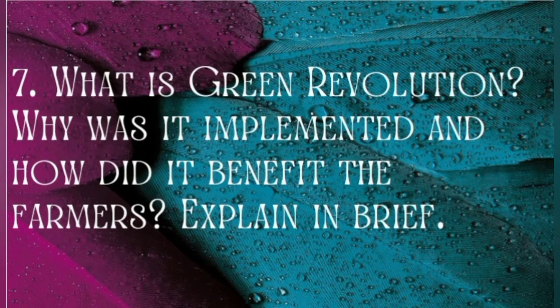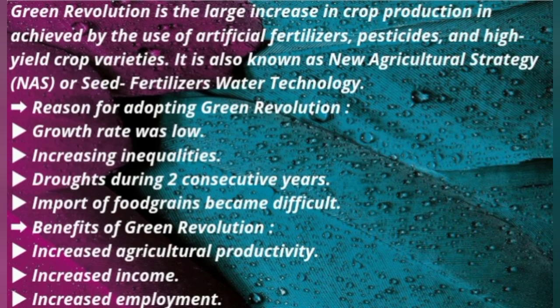Seventh question, what is Green Revolution? Why was it implemented and how did it benefit the farmers? Explain in brief. Answer. Green Revolution is a large increase in crop production achieved by the use of artificial fertilizers, pesticides, and HYV seeds. It is also known as Wheat Revolution or New Agricultural Strategy or NAS or Seed Fertilizers Water Technology.